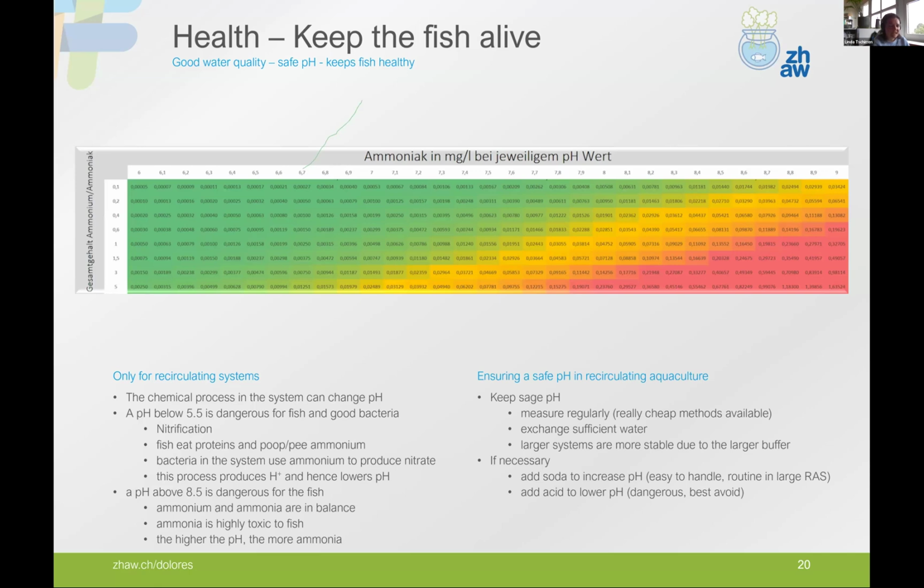Be careful with adding a lot of stuff. Try to have your system as stable and as big as possible so that it has a good buffer. And personally, I handle acid as little as possible. If you need to lower pH, stop feeding and add a lot of fresh water, usually this works best before you try to handle anything that lowers the pH actively.